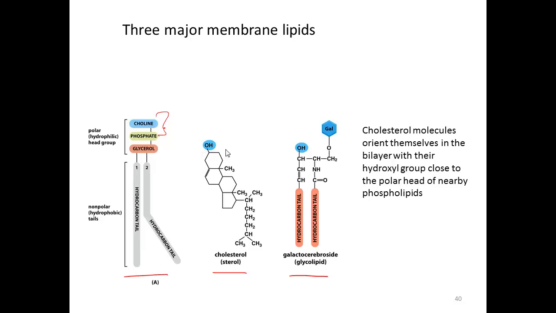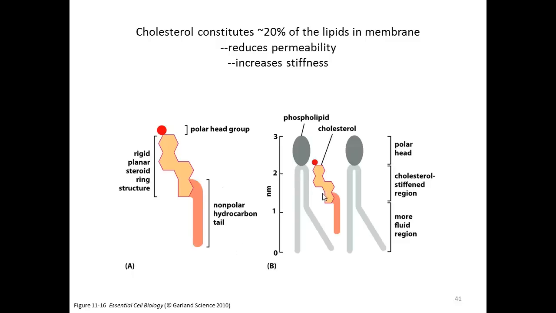Cholesterol has a very small hydrophilic group, but this and the rest of the molecule is very hydrophobic. It's shorter than these, and we'll see the packing of cholesterol with fatty acids on the next slide. Glycolipids have still a three-carbon backbone. They have hydrocarbon tails attached to it and sugars attached as polar head groups, which are particularly abundant in the nervous system.